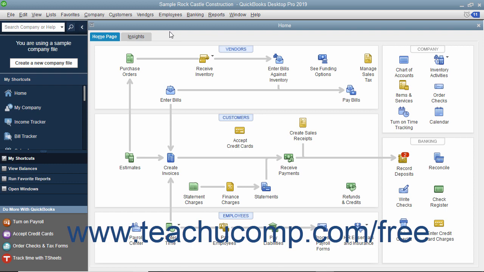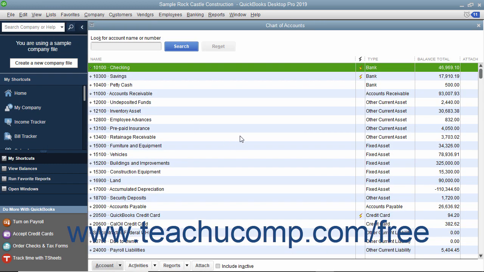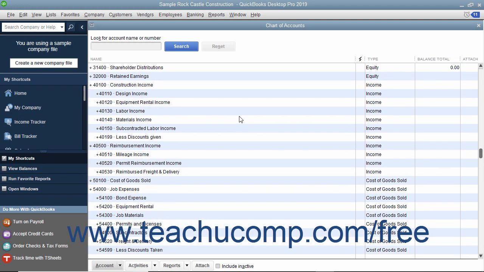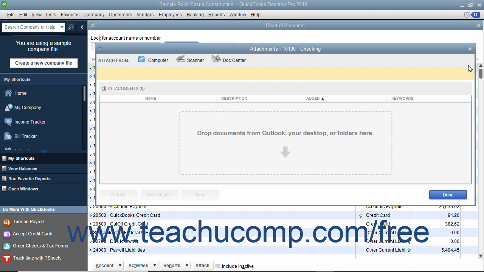You can open the chart of accounts by selecting Lists, Chart of Accounts from the menu bar. Your chart of accounts shows the names of the accounts used by your company, the account type like income, bank, or one of the many other account types, and the current balance of the account. There is a column called Attach, which shows any attached documents associated with the account. You can double-click this column to open a dialog box that lets you attach documents from your computer, from a scanner, or from the Doc Center for free. These attached files are stored locally on your computer in QuickBooks.